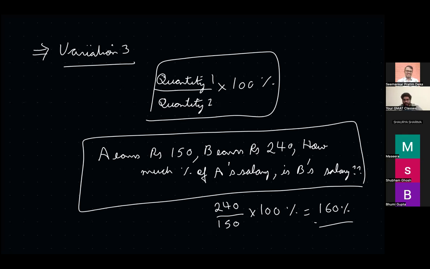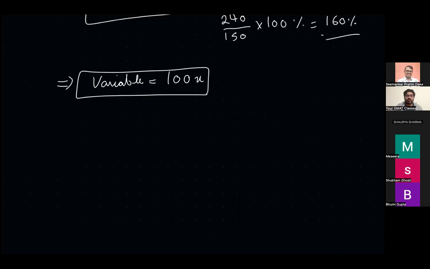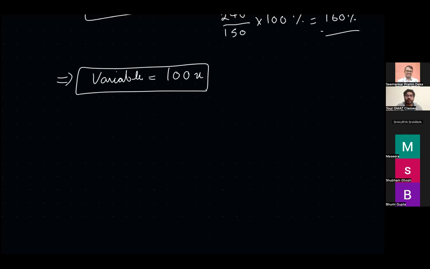Just one more tip before we get to solve percentage questions. It is a good practice to take the variable as 100x. Why? Can anyone tell me why is it a good practice to take the variable as 100x? It cancels the denominator, maybe. Yes, because in the percent rule, we'll always have 100 in the denominator, right?